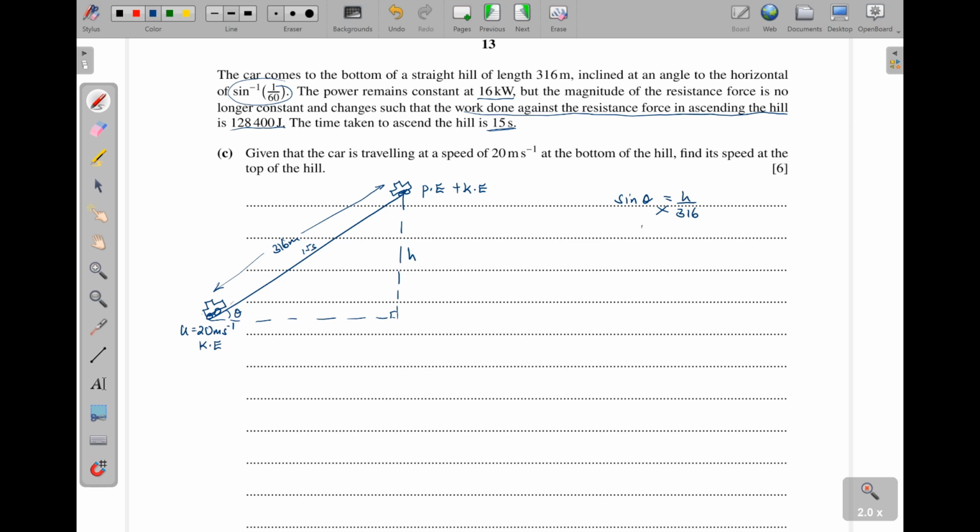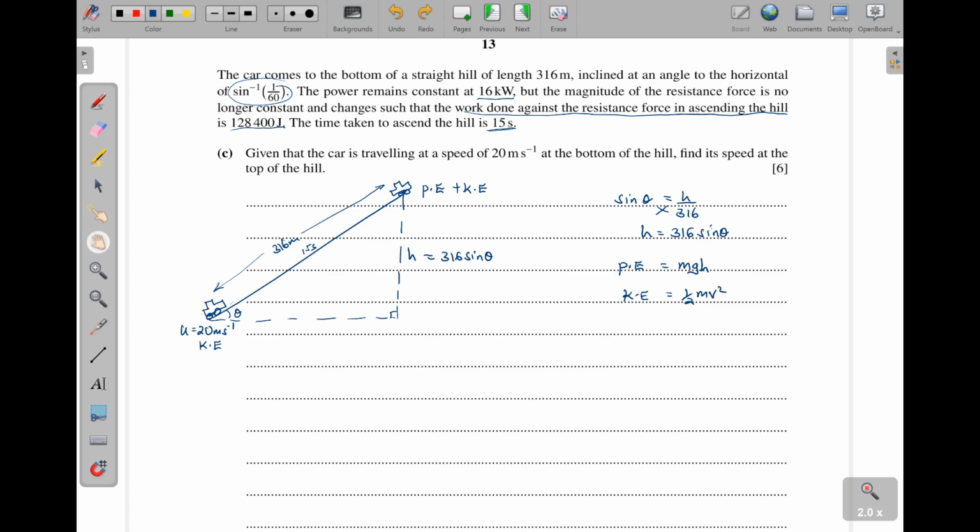So meaning our H is going to be equivalent to 316 sine of theta. Why am I finding this H? Because I'm going to find potential energy, and potential energy is mgh. Kinetic energy is given by a half mv squared. So this one is equal to 316 sine of theta. And remember, sine of theta was given as 1 over 60.